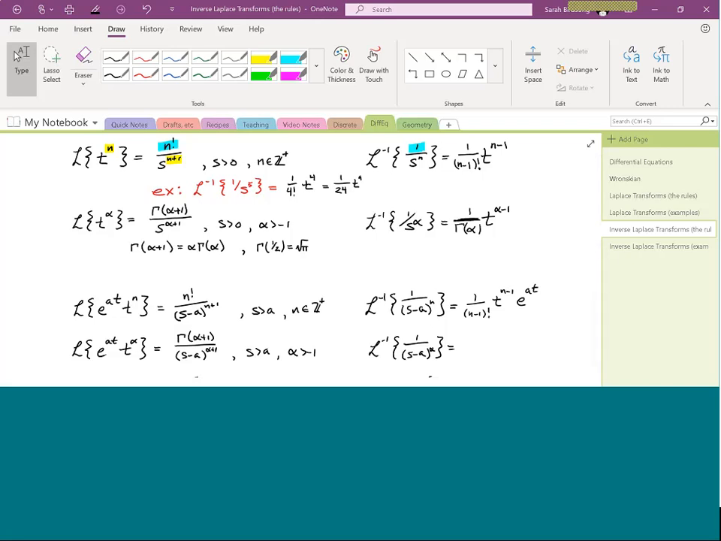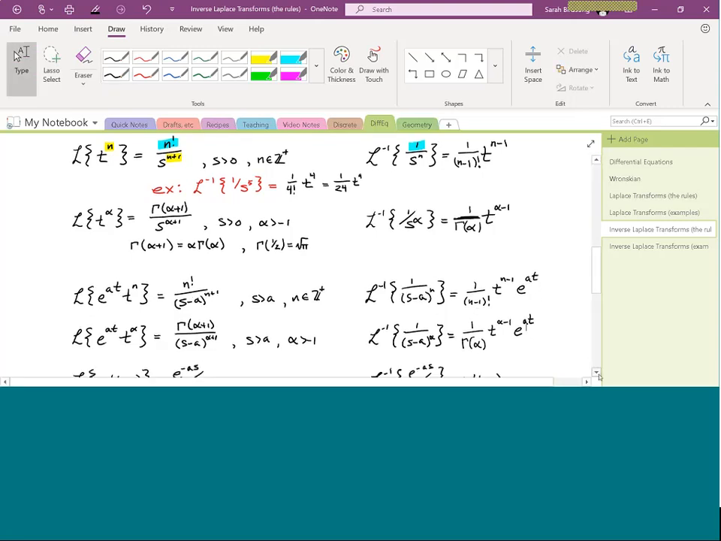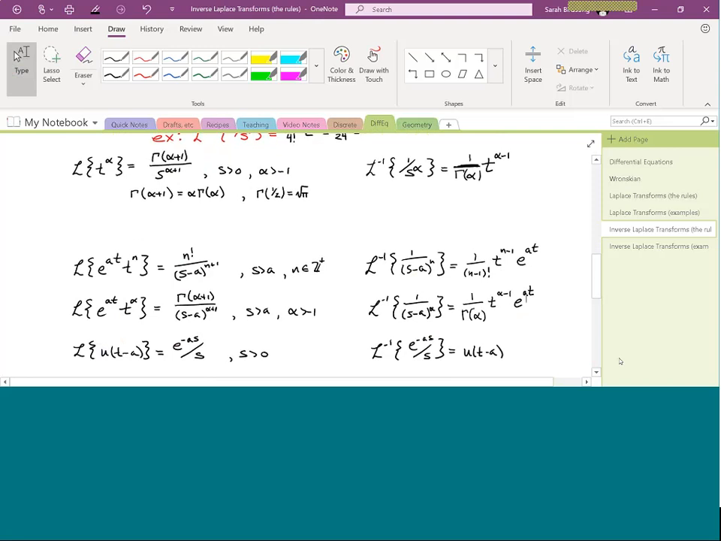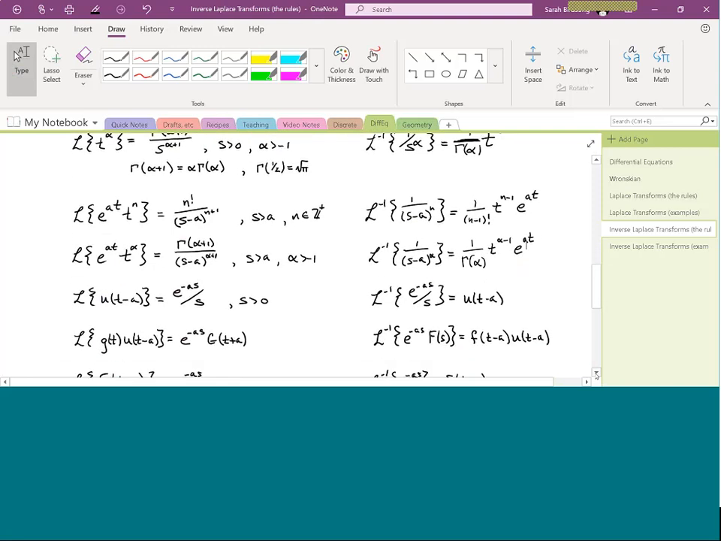Let me write what you guys said. So this would be 1 over gamma of alpha times t to the alpha minus 1. And then you multiply the whole thing by e raised to the at. And that's it. The only thing that's awkward about that formula is we have both an alpha and an a value. And this idea of multiplying by an extra factor of e raised to the at, if you switched out s's for s minus a, that's a really, really common thing. Actually, that's what we do pretty much all the time.